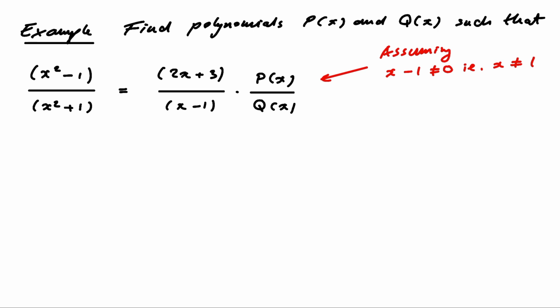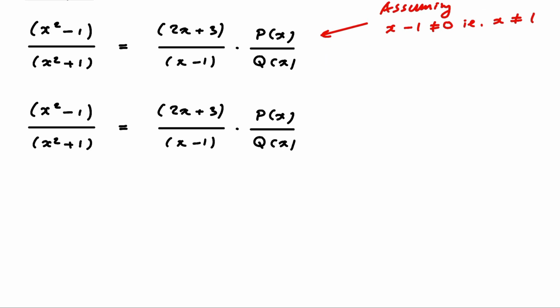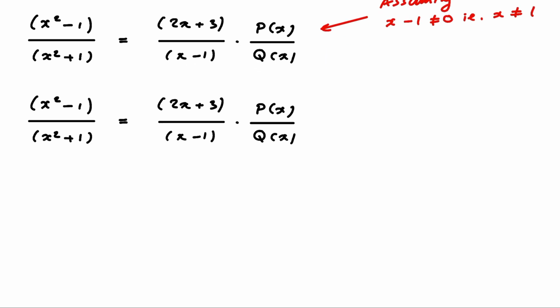Okay, so let's go through this. I need to somehow rearrange this, essentially, to get p(x) over q(x) on one side. So what should we do? Well, there are quite a lot of ways I could do this, I think. But I'll do one that shows you something which can turn up, which is quite tricky to deal with. So let's invoke the following piece of algebra.